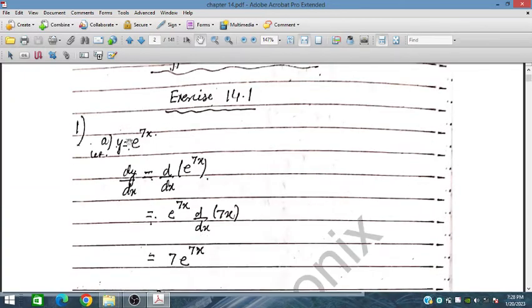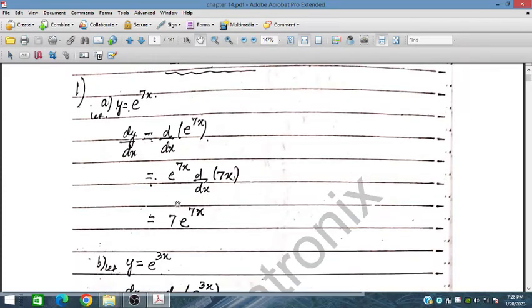So differentiate. First, let y is equal to e power 7x, and then we differentiate on both sides. So dy by dx is equal to d by dx e power 7x. So we'll differentiate this one. So we'll have this e power 7x, and then differentiate this power, which is 7x. So on differentiating, we have this 7. So this 7 and e power 7x. So this is the result.